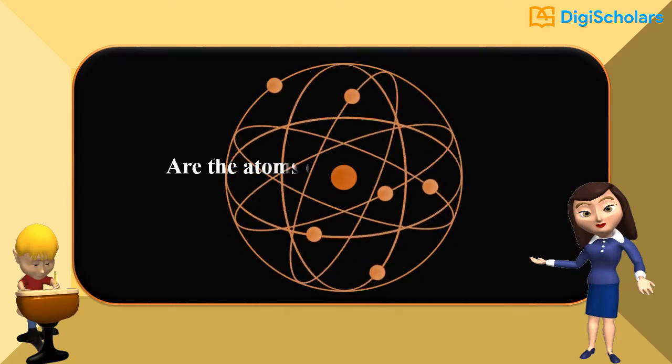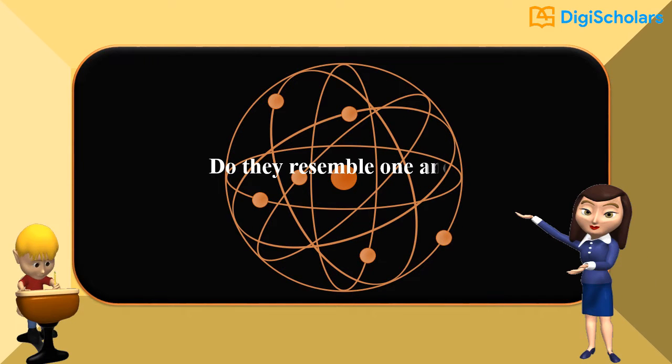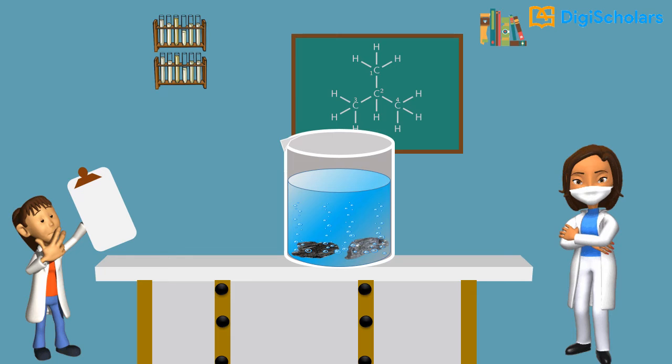Are the atoms of all substances similar? Do they resemble one another? Let us do an activity and understand and explain it. With the help of the teacher, take a small piece each of sodium and iron. Drop them into a 500 ml beaker containing water. What do you observe? Which reacts faster in water?